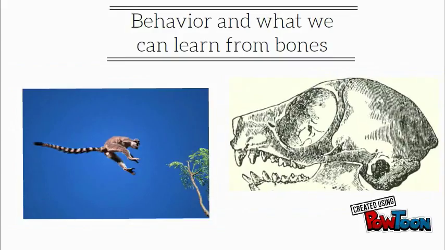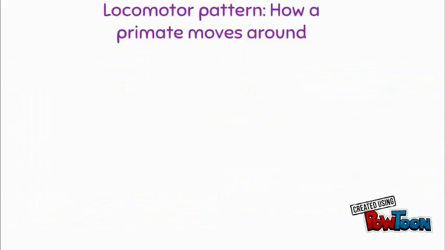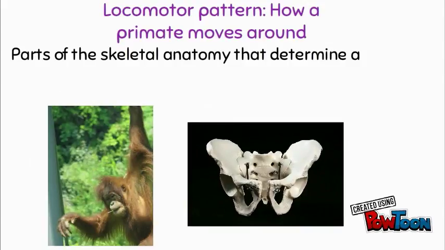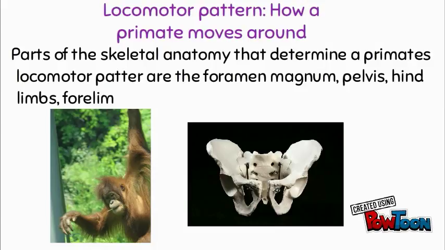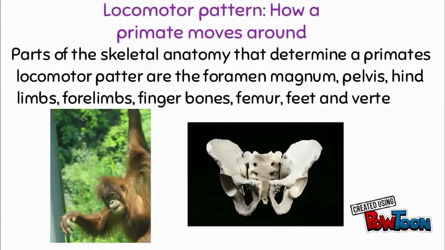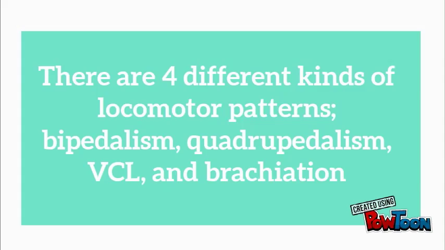Behavior and what we can learn from bones. A primate's locomotor pattern is how they move around. Parts of the skeletal anatomy that determine this are the foramen magnum, pelvis, hind limb, forelimb, finger bones, femur, feet, and vertebrae. There are 4 kinds of locomotor patterns found in primates: bipedalism, quadrupedalism, VCL, and brachiation.